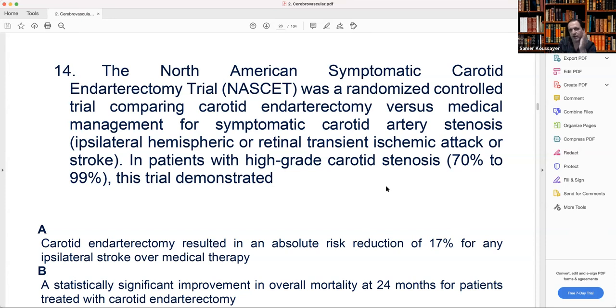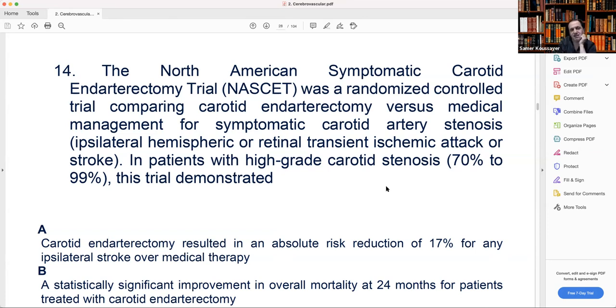And you can see now we are in 2021, and we still follow this recommendation because it's a very strong recommendation. It's 1A. So this is what exactly shows a significant drop from 26 to 9 percent. So it's about 17% absolute risk reduction of the stroke.